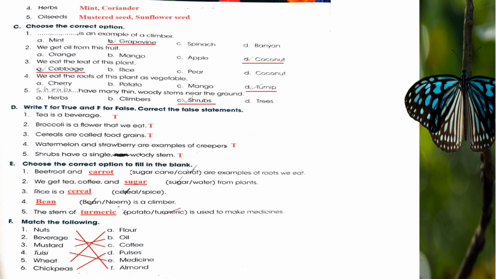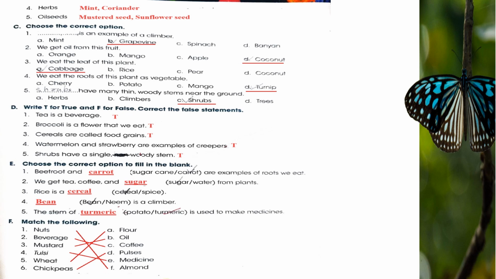It's false. Next, choose the correct option to fill in the blank. First, beetroot and dash are examples of root we eat. Options are sugarcane and carrot. Answer is carrot. Beetroot and carrot are examples of roots we eat. Second, we get tea, coffee, and dash from plants. Options are sugar or water. Answer is sugar. We get tea, coffee, and sugar from plants.